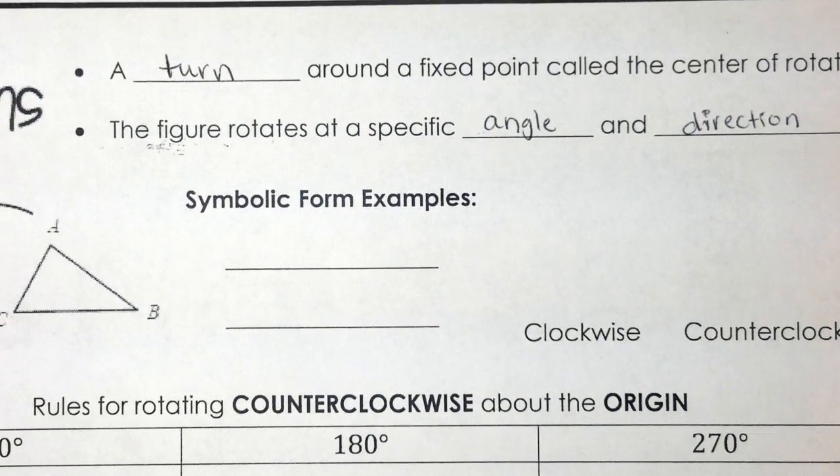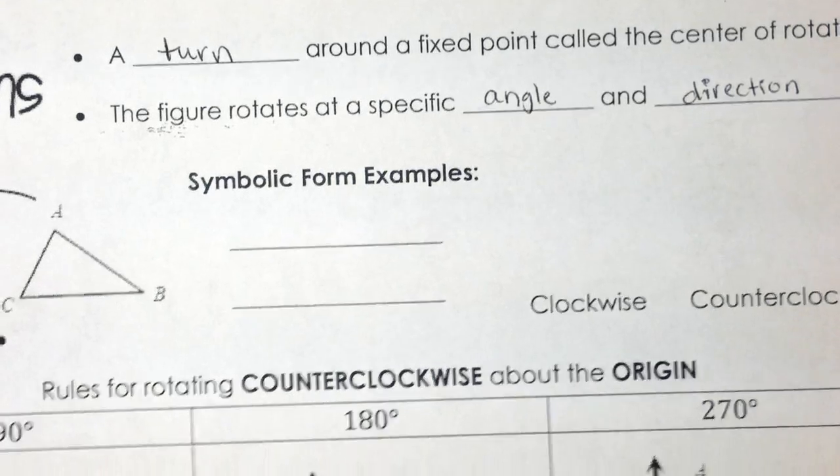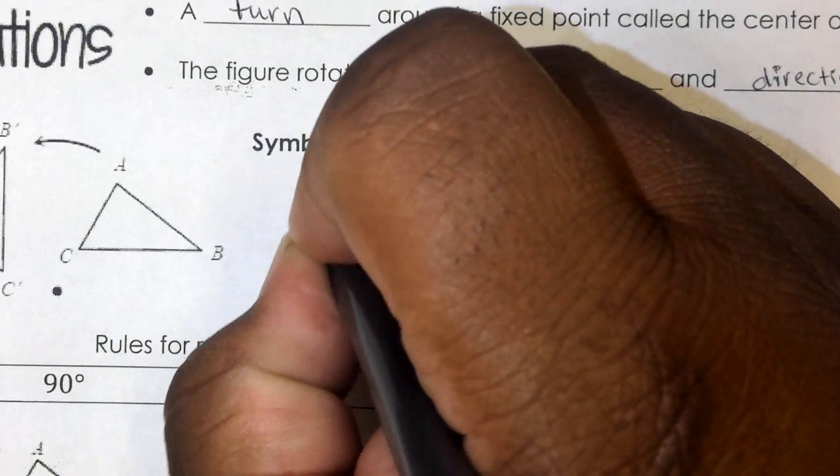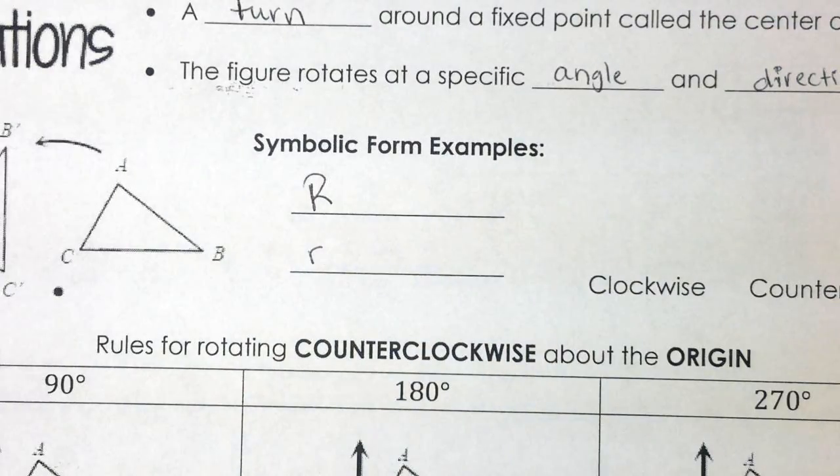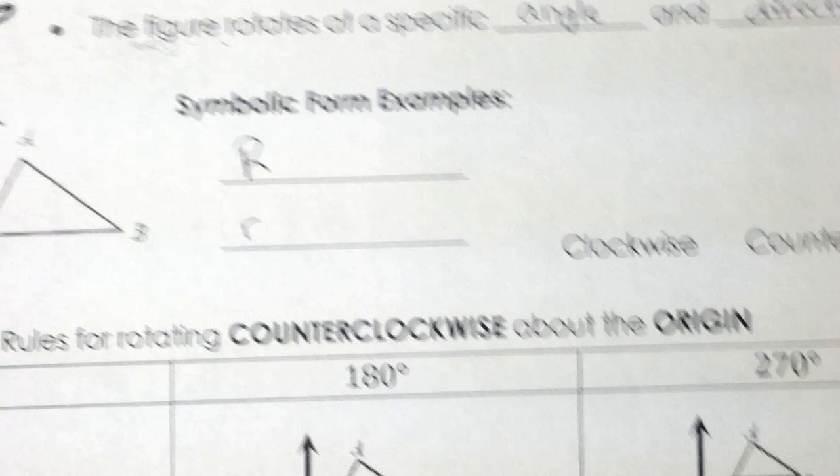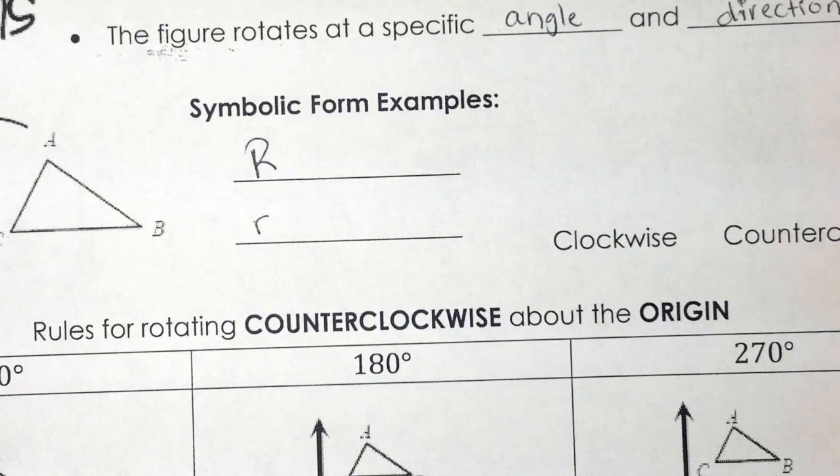Symbolic form. So two ways you'll see it written from us: capital R and lowercase r. Same as it is with reflection. You'll notice the difference between the two when we write the stuff afterwards. Reflection, we used to write like R x-axis, or reflect over the x-axis, or R y equals 3, x equals 2, something like that.